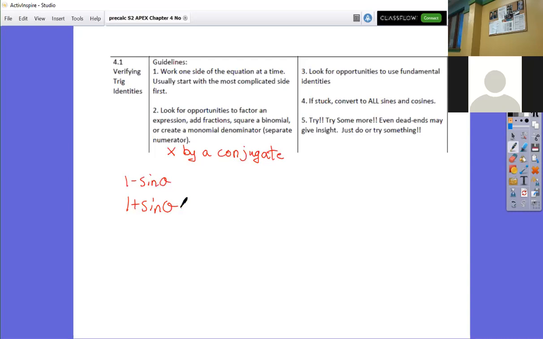So we want to look for opportunities to use fundamental identities like secant, cosecant, cotangent. And if stuck, we always want to try and convert back to those fundamental identities or to sines and cosines.